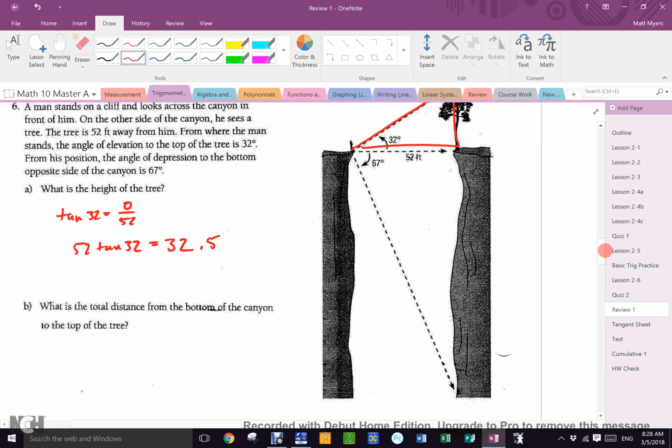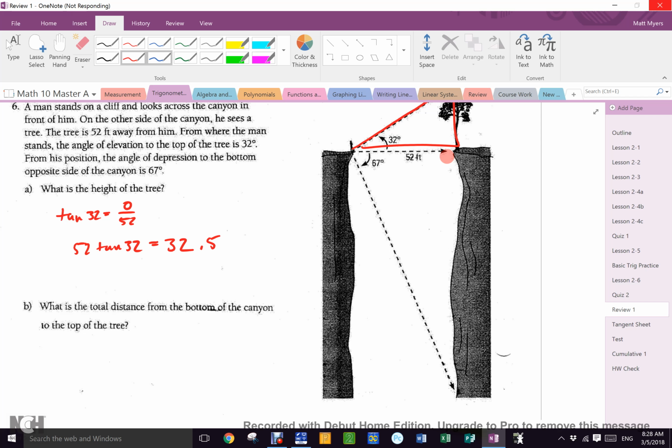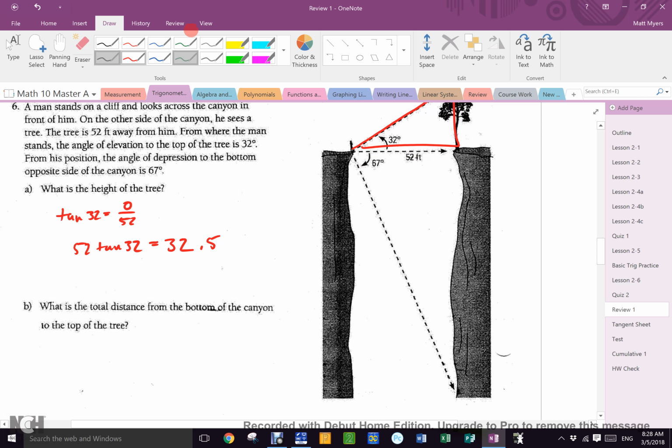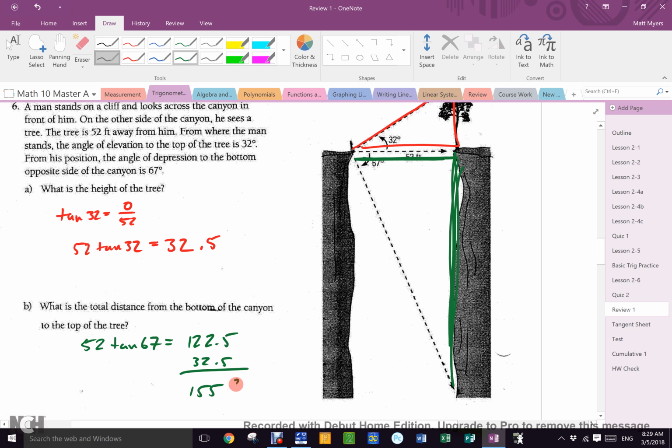Total distance to the bottom of the canyon, that is the green triangle. Well, it would be green if I had good technology. Now, I do want to make a point of something here. Those geese are really loud. That's again tan. And in that case, it's 52 tan 67 to get an answer, which is 122.5. But that's not the answer because you've got to add the 32.5 to get 155 meters, feet. That's to get the full point allowed there.